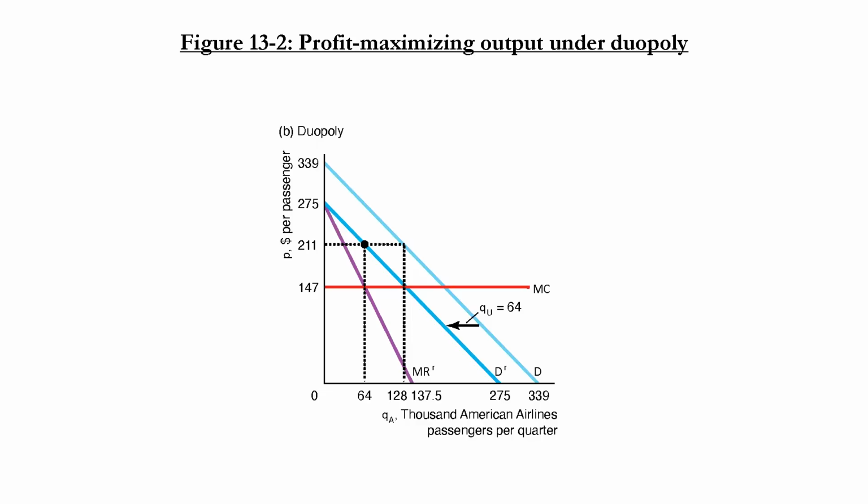American is originally the outer blue line, D. The fact that United is flying 64 flights shifts it to the inner demand curve, the residual demand curve, D prime. But from there, the magic is the same. We compute marginal revenue, which is MR prime. We find where marginal revenue equals marginal cost.